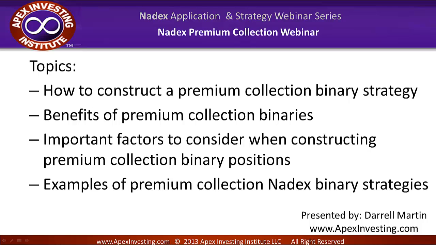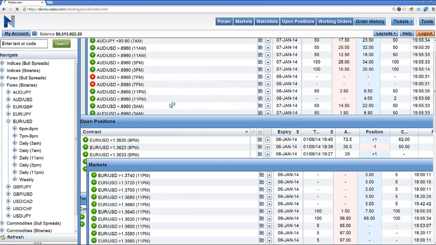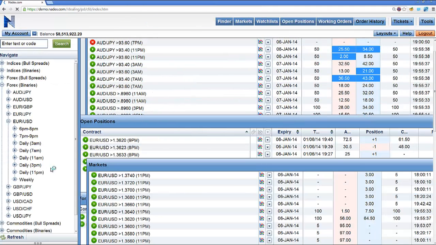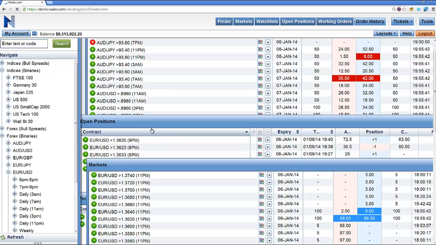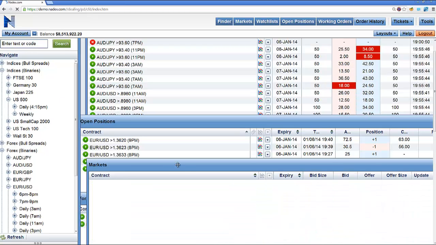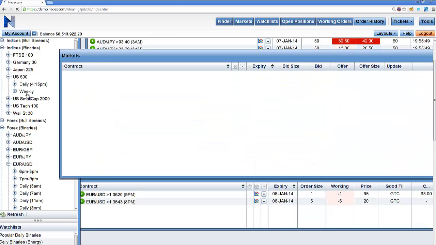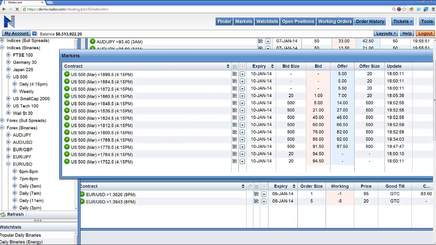I just want to show you something that I recently personally discovered as I was digging into the pricing model. How do they make the prices on these binaries? To do it, I'm going to hop over. We're going to look at, say, the S&P 500, and you'll see why in a second. Then I'm going to choose the weekly contracts. So I'm on the weekly expirations of the S&P 500.